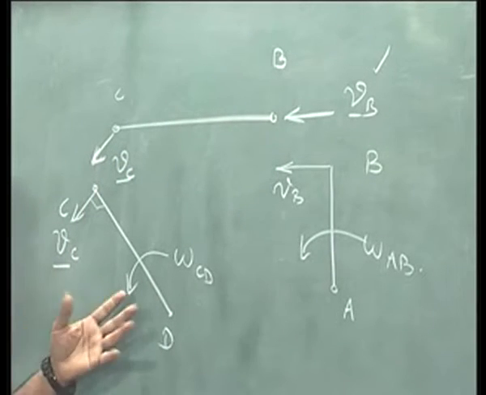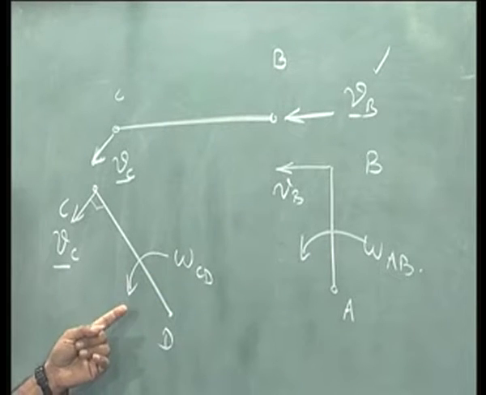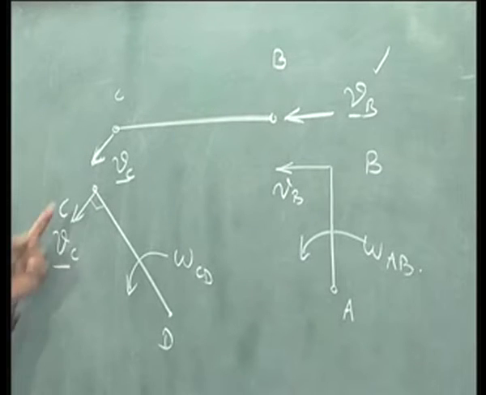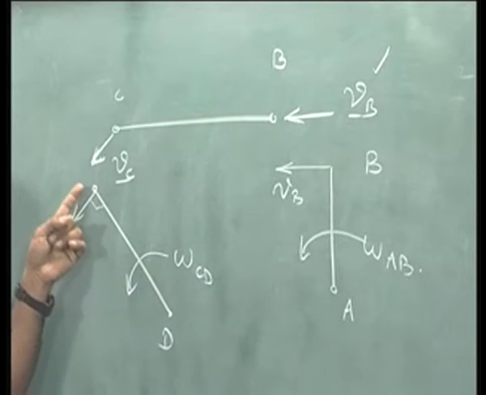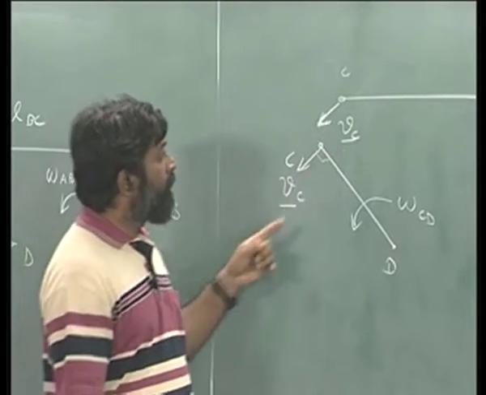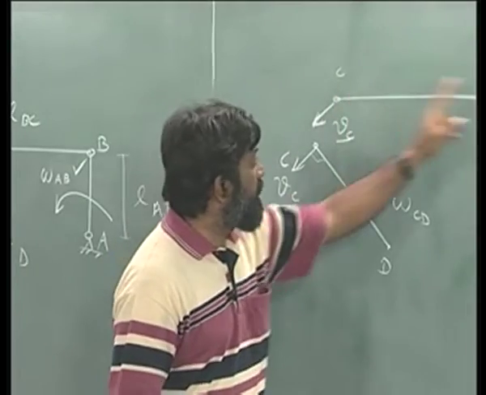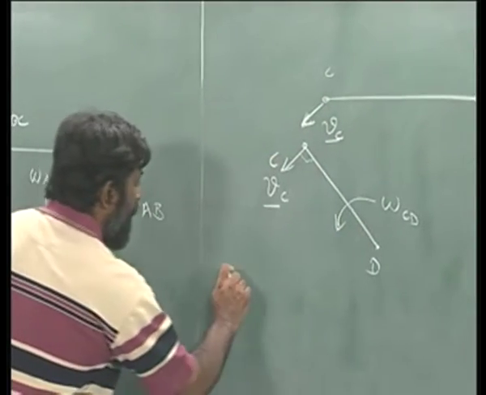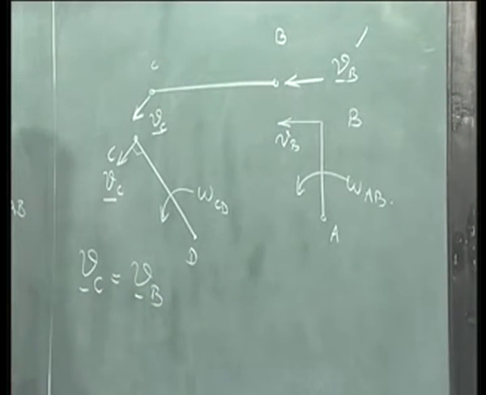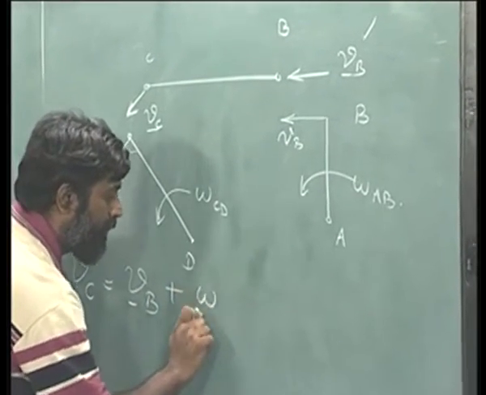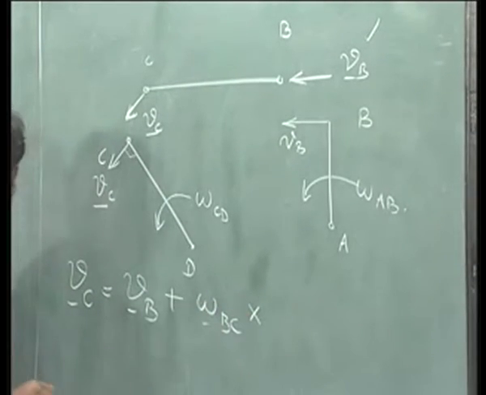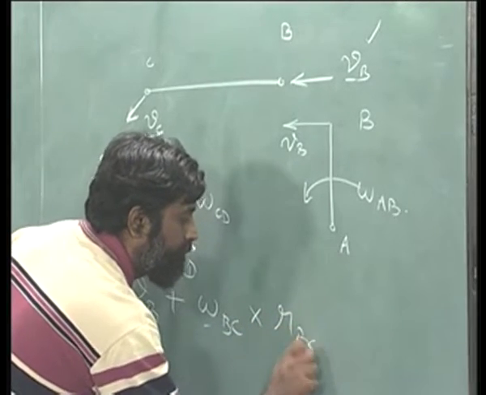What do I not know? Since omega CD is not known, omega CD times the length is not known. Once I know omega CD, since I know the length, I can find out the magnitude of VC. Now, looking at this CB, I know VC is equal to VB plus omega BC cross RBC.